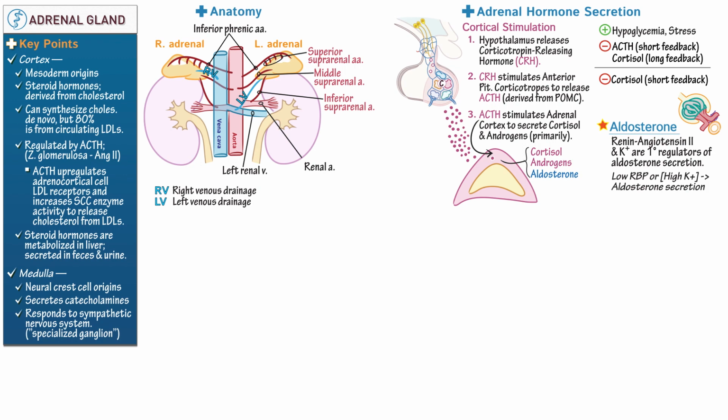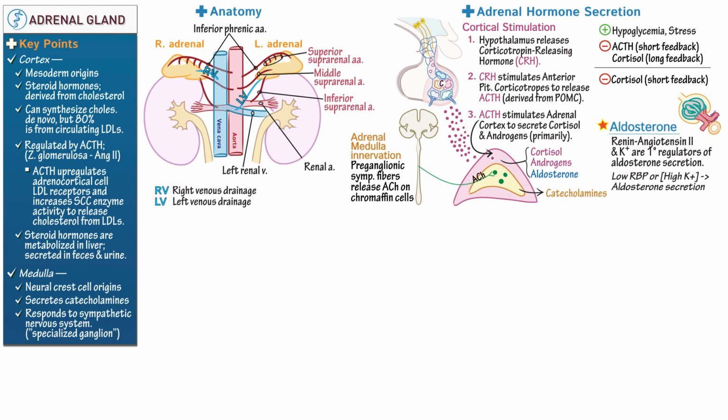Now show that the adrenal medulla is stimulated by the sympathetic nervous system. Draw a neural axis, brain and spinal cord, and show that preganglionic sympathetic fibers from the spinal cord release acetylcholine on the chromaffin cells of the medulla. We discuss this in detail in our autonomic nervous system tutorials.